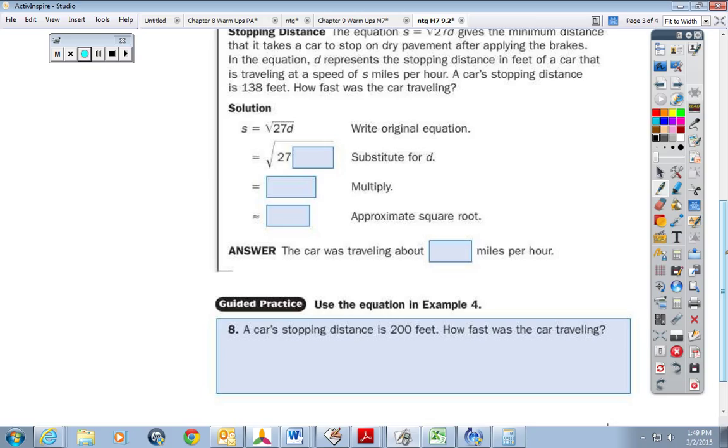Okay, they use this at wrecks all the time because they can measure the distance of the skid marks to tell how long it took that person to stop, and then they translate that into how fast they were going by using this equation. And obviously, the faster you're going, the more likely there is to be greater damage.